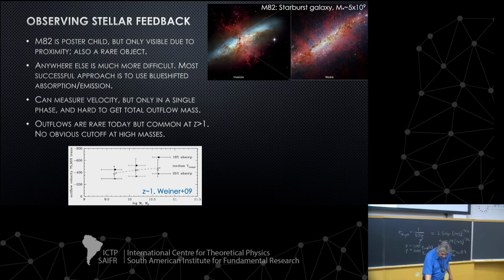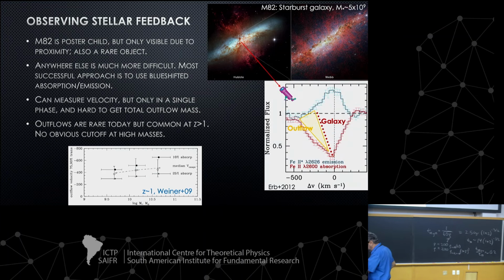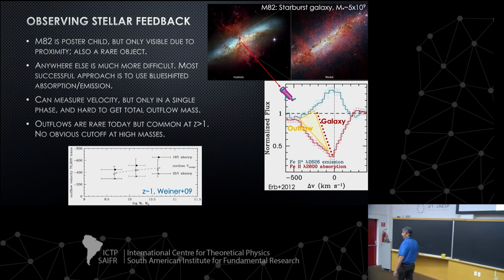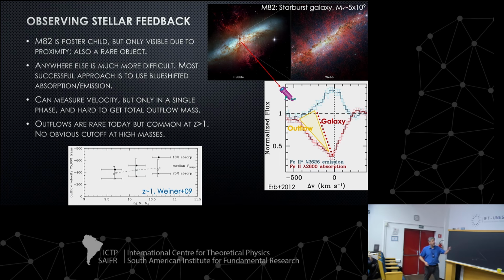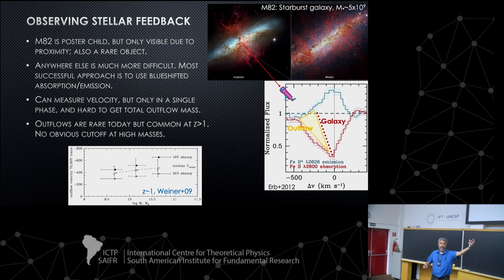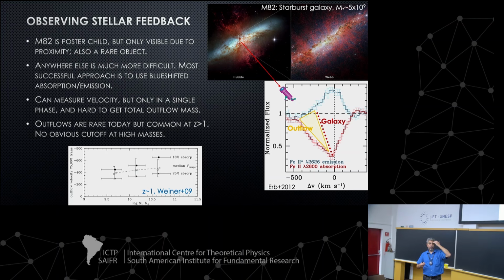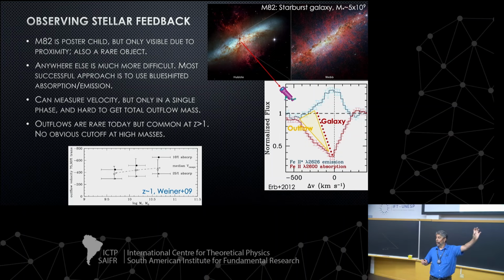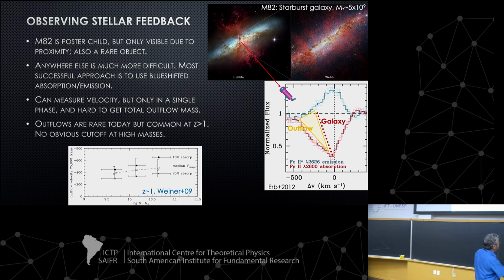So for instance, one of the most common ways you can do it is to look for blue-shifted absorption lines. So what's the idea here? Essentially, you use the galaxy as a backlight. The galaxy light is a backlight, coming to you. And the galaxy itself will do some absorption within a velocity range given by the rotation velocity of the galaxy, roughly. So it will absorb some of the light coming to you due to the gas in the galaxy.